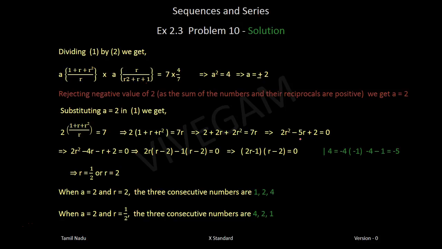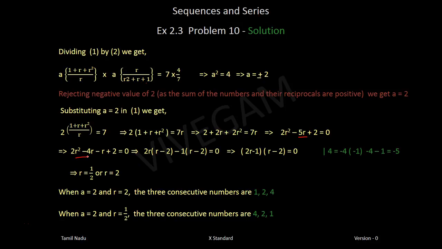Now this quadratic equation needs to be factorized, and the number is the constant into the coefficient of r square. The two 2's are 4, that 4 can be split as minus 4 into minus 1, and minus 4 minus 1 equal to minus 5. You got it? So this minus 7r must be written as minus 4r minus 3r... okay, so that's what is done here: 2r square minus 4r minus r plus 2 equal to 0.